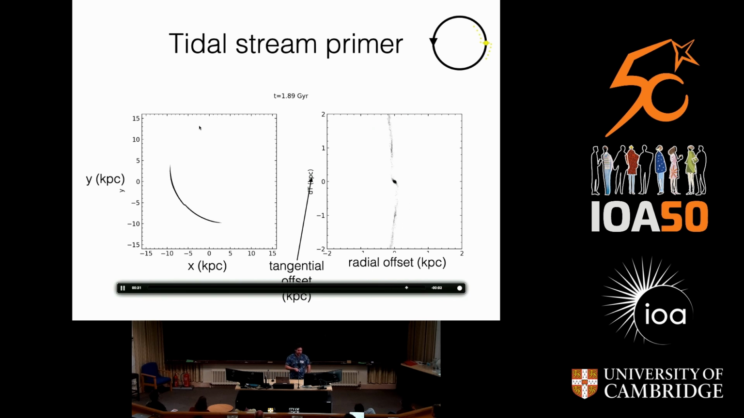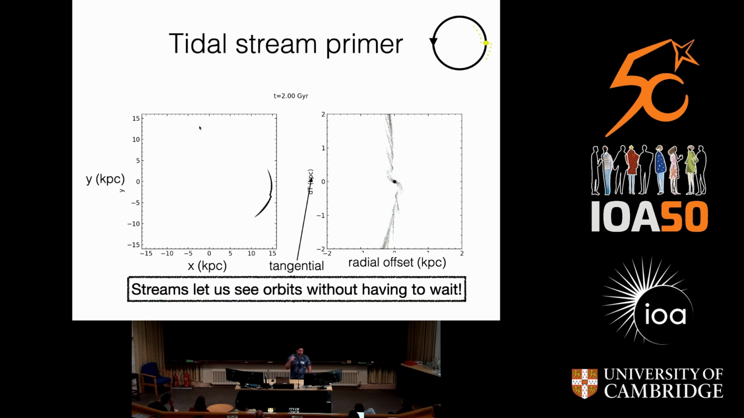That's what makes them really powerful, because the orbital timescales in our galaxy can be 1 billion years or many hundreds of mega years. And so streams let us see orbits in our galaxy without having to wait. You could wait and see one star going around, but that could take a few 100 million years, or even 1 billion years. Even a small fraction of 1 billion years is too long to wait. But streams let us see that without having to wait at all.